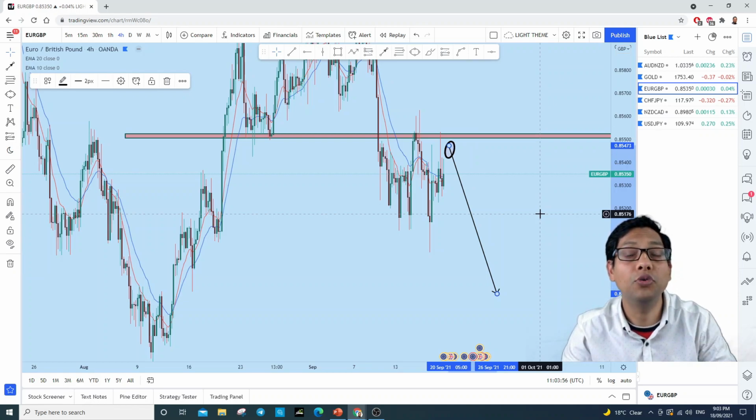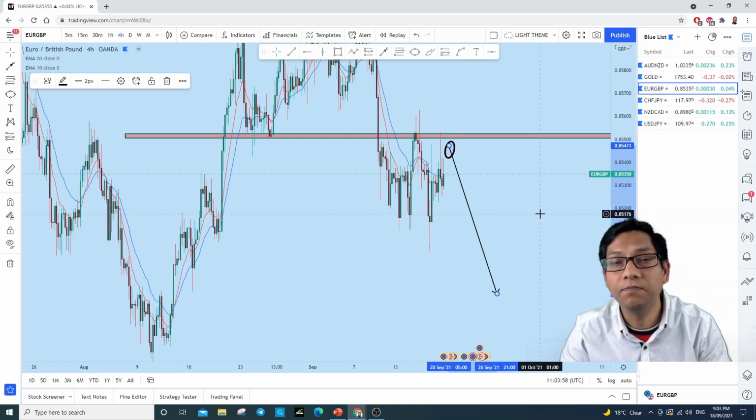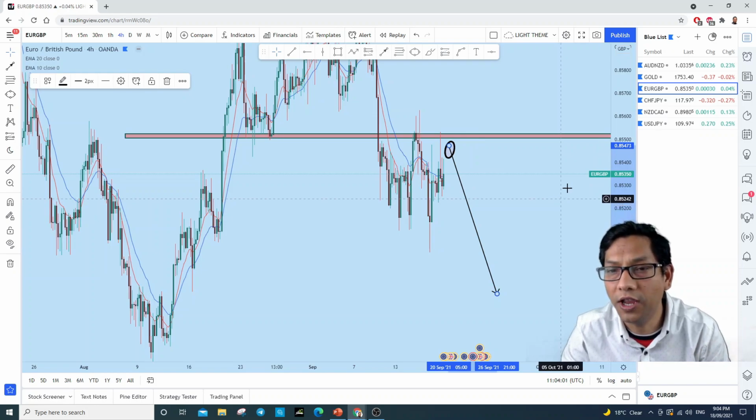Now let's jump on to another currency pair, CHFJPY.